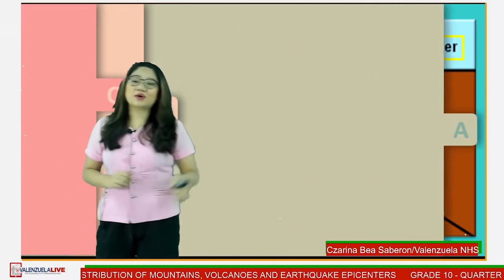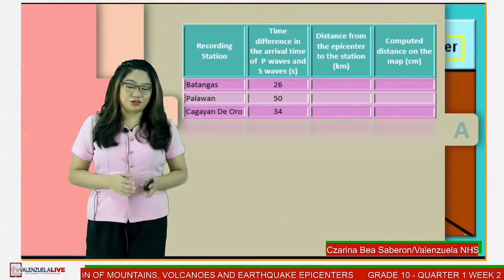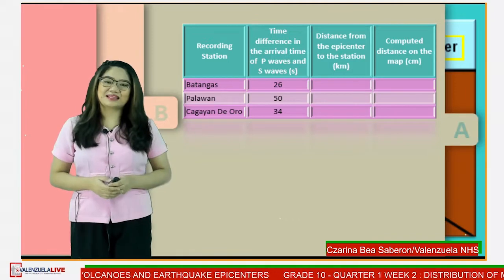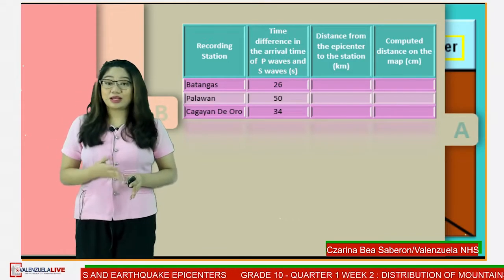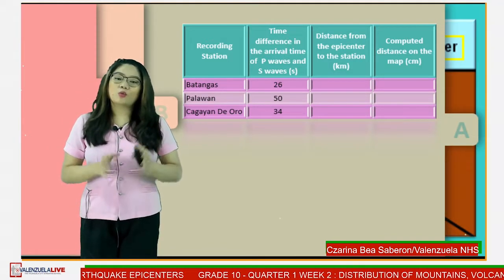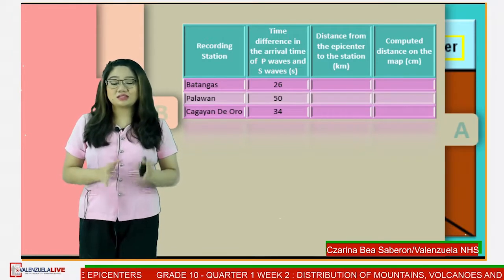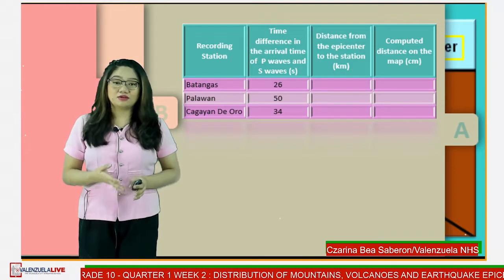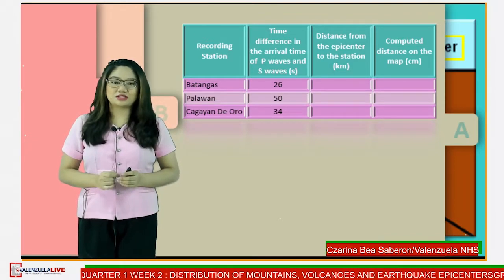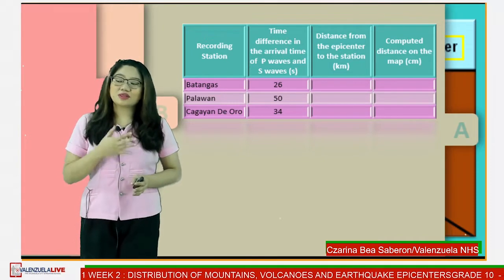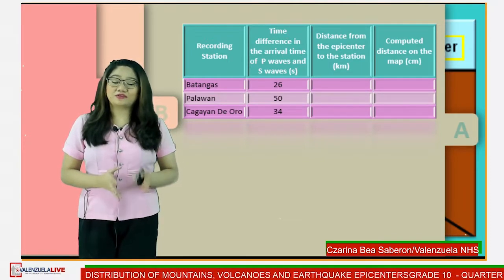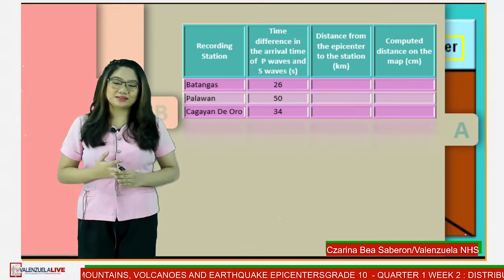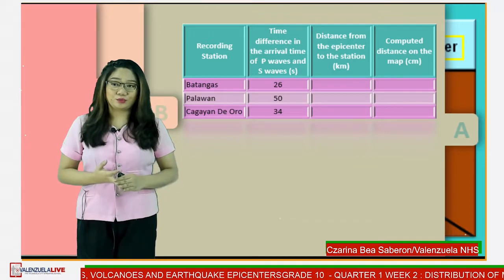Now, let's go ahead and find the location of the earthquake's epicenter using the triangulation method. So basically, a triangle has three sides, right? So we need three seismic stations or recording stations in order to find the earthquake's location or the epicenter, as we call it. So in this particular example, our three recording stations are Batangas, Palawan, and Cagayan de Oro.